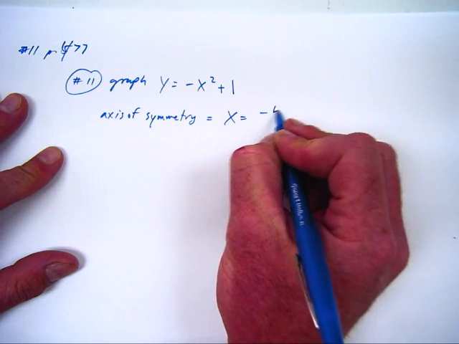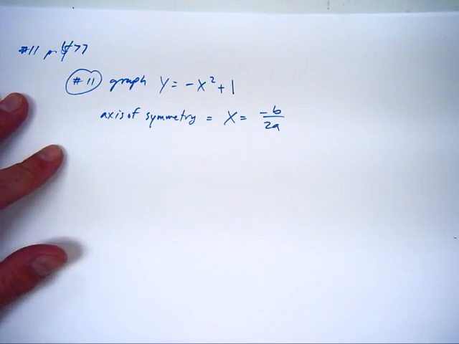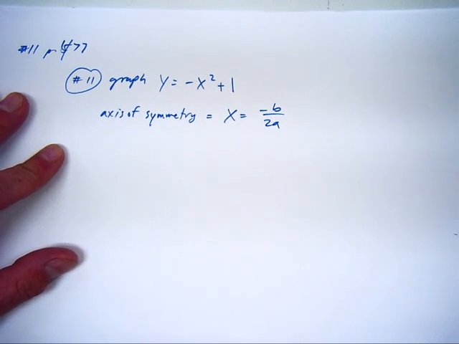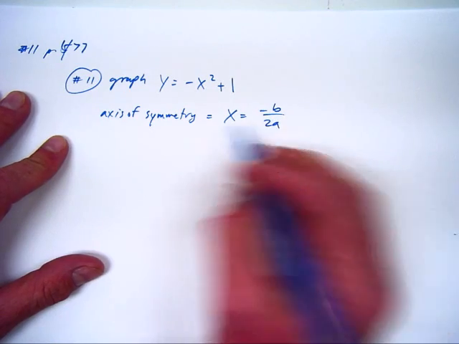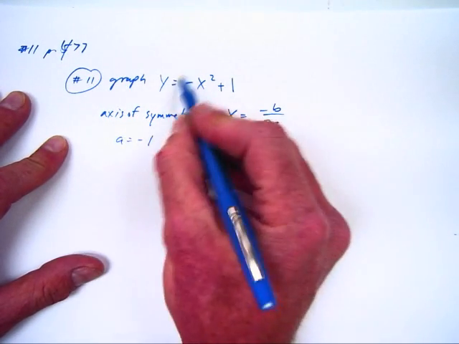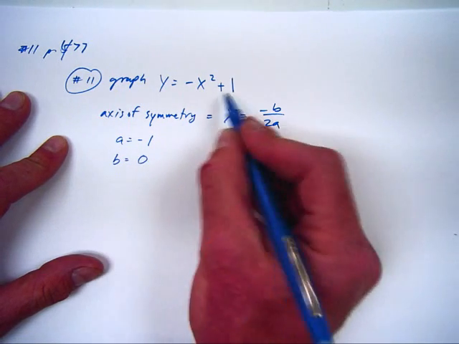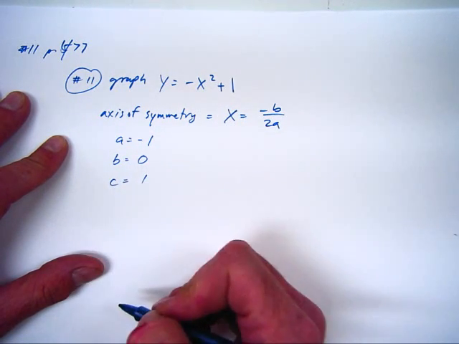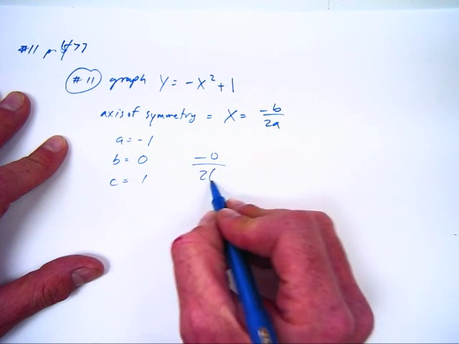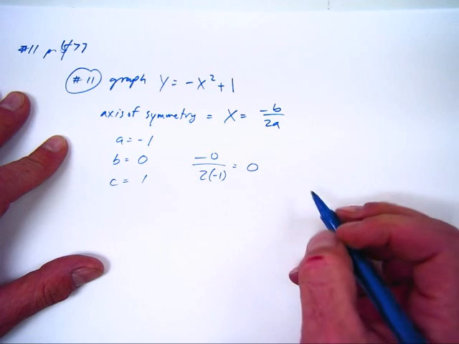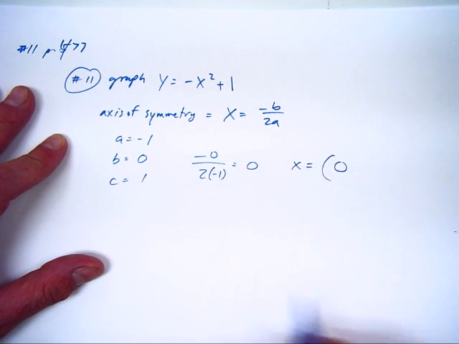x equals negative b over 2a. The axis of symmetry is always going to be x equals something, and it's always going to be the x coordinate of your vertex. So once we find it, we know it's going to be the x coordinate of the vertex. So I have a equals negative 1 because of that negative next to the x squared, b equals 0 because there's no x term, and c equals 1. So negative b over 2a is going to be negative 0 over 2 times negative 1, just going to equal 0. So the x coordinate of the vertex is going to equal 0.